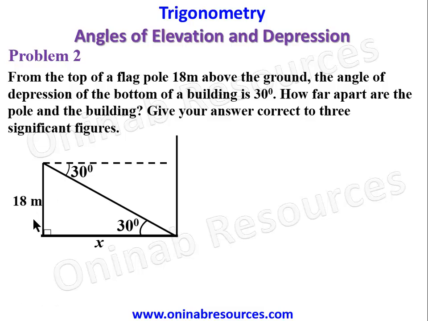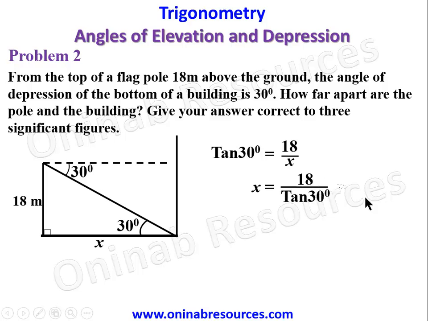But now look at which of the ratios will be applicable in this problem. 18 is opposite, this is adjacent. So we are connecting opposite and adjacent, that is tangent. So we have tan 30 degrees is equal to opposite, that's 18 over x. Now if we make x the subject of the formula, we have x equals 18 over tan 30 degrees. So we look for what tan 30 degrees is.